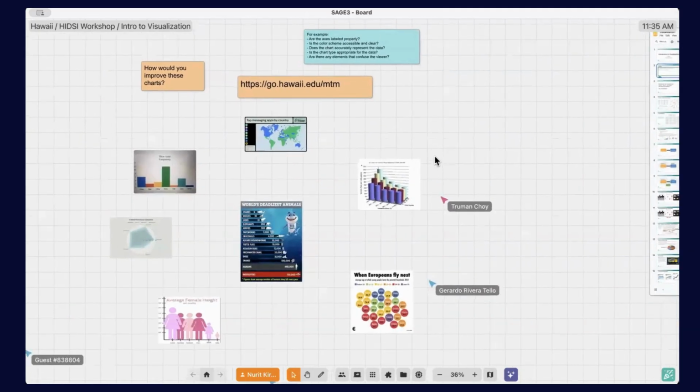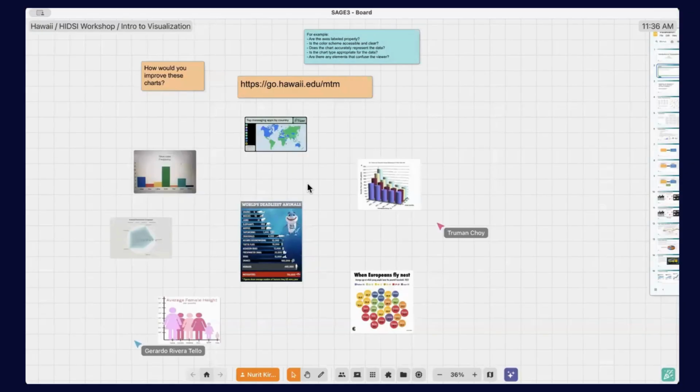If you don't have the Sage, you can look at these over here, but I don't know if you'll see the details. Just really think about what you're looking at.